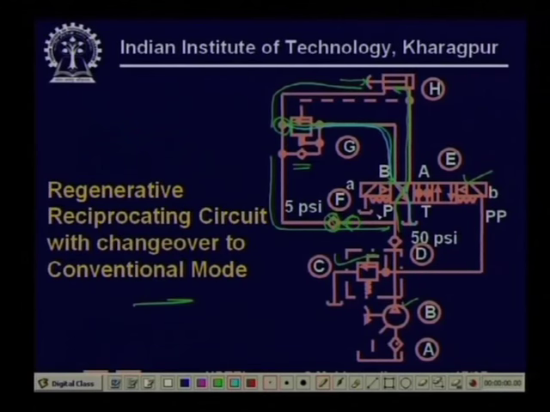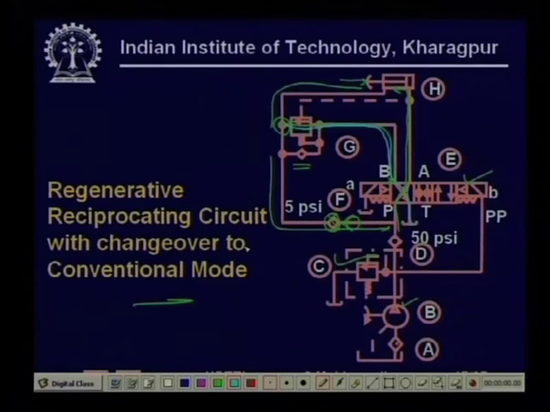So now across this there will be a full pressure and there is no regeneration, so therefore the speed will fall and therefore it will still be able to handle the pressure, right? Now at the end, if there is a higher force requirement, it will change over by this valve from a regenerative circuit to a conventional reciprocating circuit.